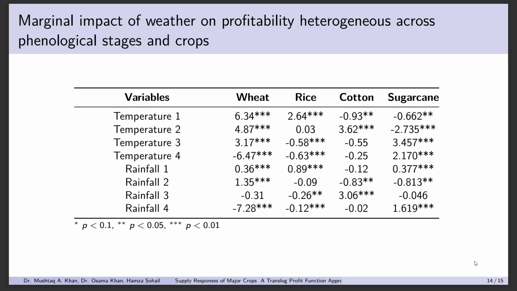Similarly, increase in rainfall, if you look at the coefficient for rainfall 4, 1 millimeter increase in rainfall leads to a 7.28% decrease in wheat farmers' profitability. And if you look at sugarcane, there is a positive impact on profitability, an increase in temperature and rainfall for these stages.